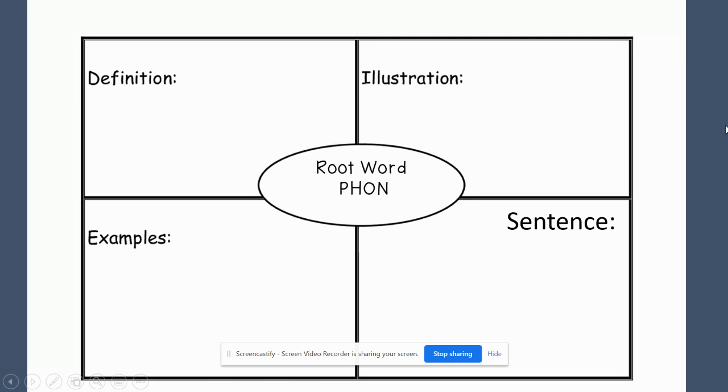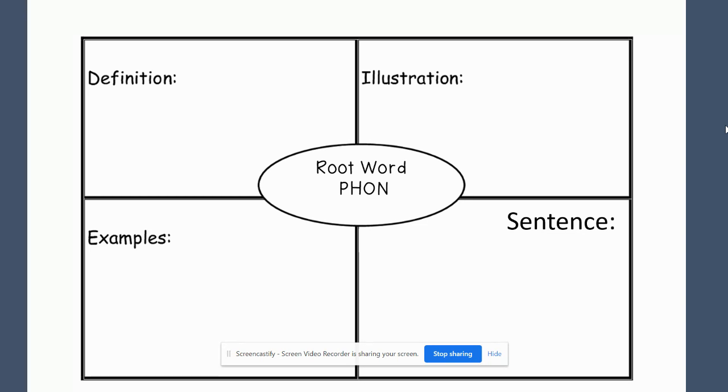Hey guys, I am going to be going over two new root words this week. The first one we're going to be going over is the root word of phone. Before I go on to the next slide and introduce you to the definition, go ahead and see if you can guess what this root word means.